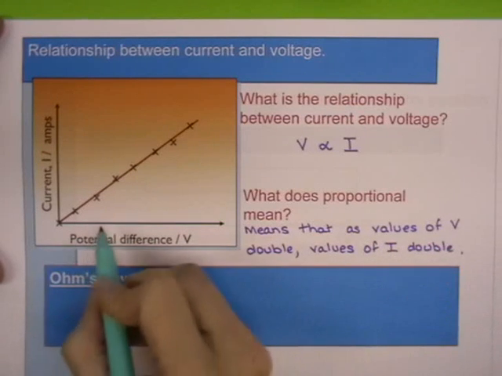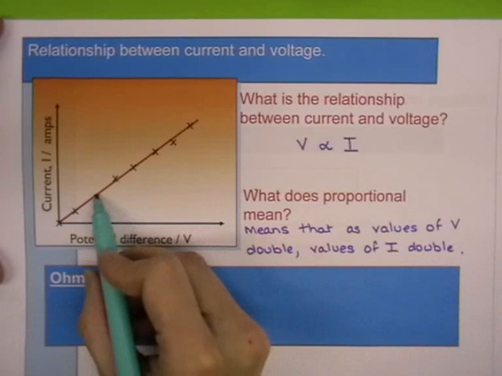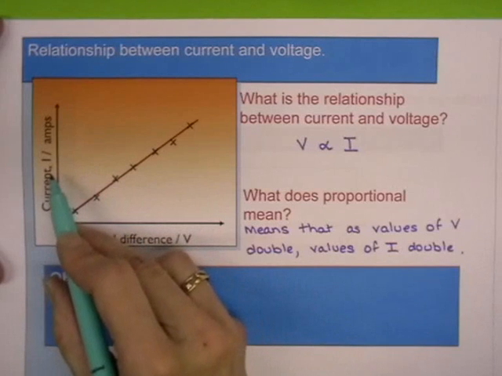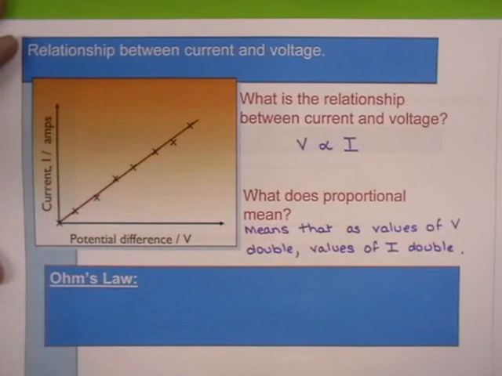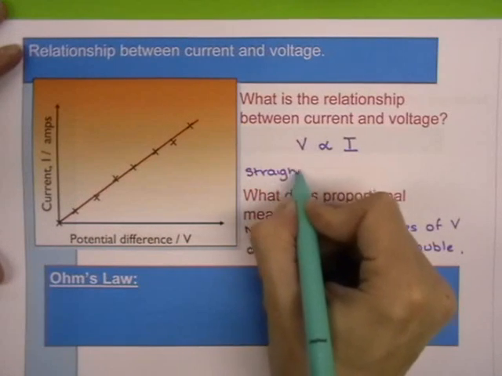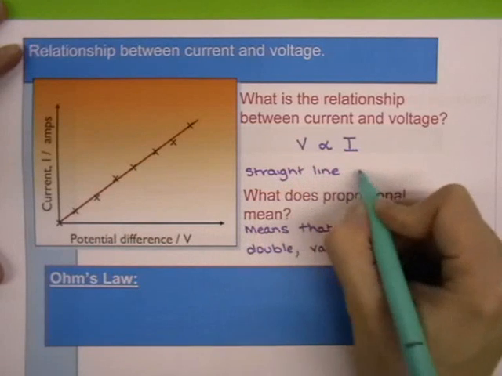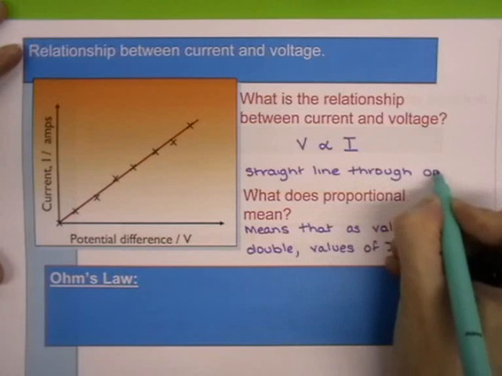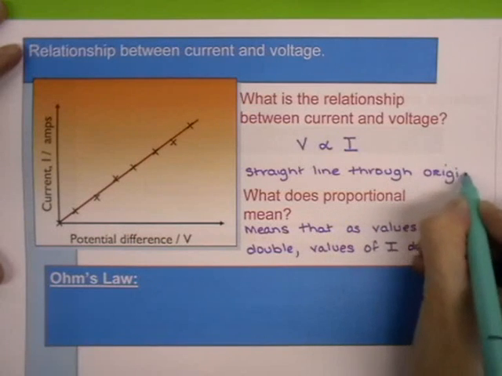So you can see this if you had something like 2 here and you doubled it to 4, you can see that your value there has approximately doubled. And that's what directly proportional means. And that's always shown by a straight line graph which goes through the origin. And that's how you know when you have direct proportion.